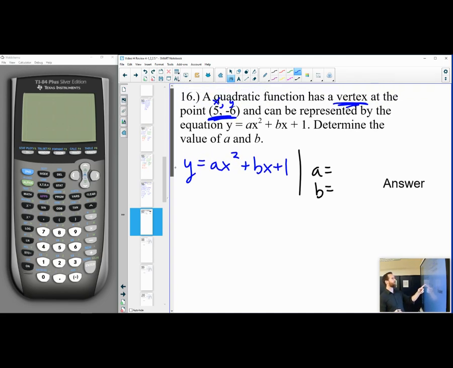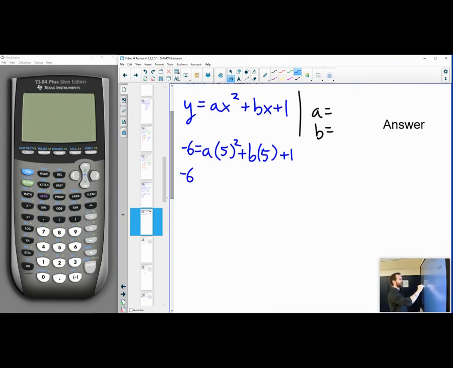Let's first plug in x and y. So y, we get negative 6 equals a, not x anymore because it's 5 squared, plus b times, not x because we're substituting in 5, plus 1. Okay, we can simplify this. We get negative 6 equals 25a plus 5b plus 1, subtract 1, negative 7 equals 25a plus 5b. All right, so far so good.